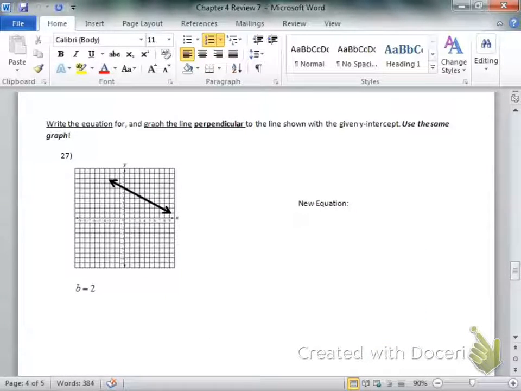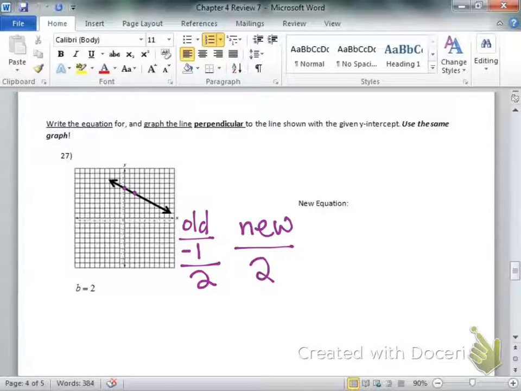So what is the old m of this graph? So pick 2 points. Count the rise and the run. The rise, you're going down, so negative, how many are you going down? And then you're going over 2. The old slope is negative 1 over 2. So the new slope is 2 over 1, which is just the number 2, really. So the equation is y equals 2x, because our new slope is 2. And then the b is also a 2, so plus 2.